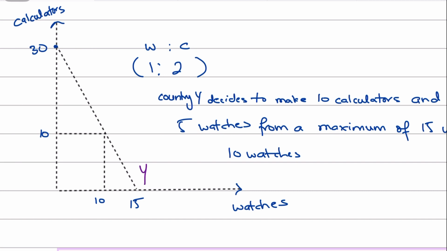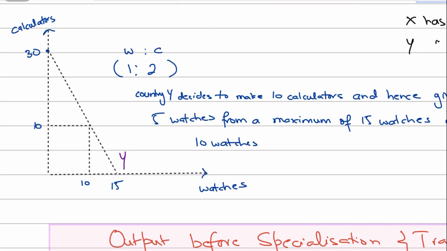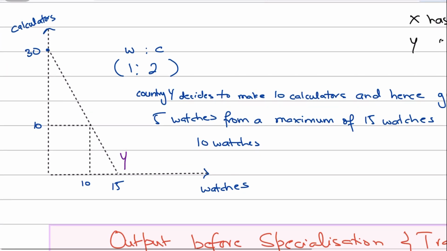So first of all, let's assume that country Y decides to make 10 calculators, right? It's like, I'm going to make 10 calculators. If it's making 10 calculators, then we know that if it makes two calculators, it forgoes one watch.